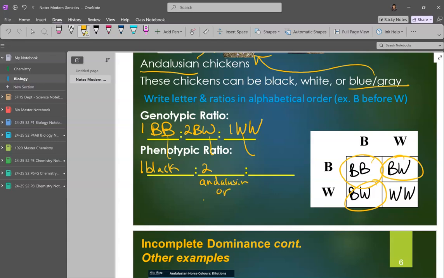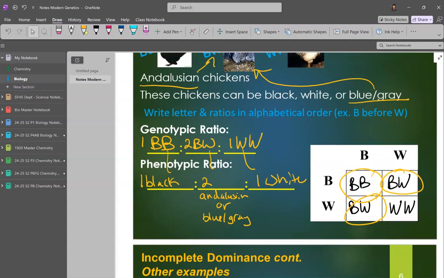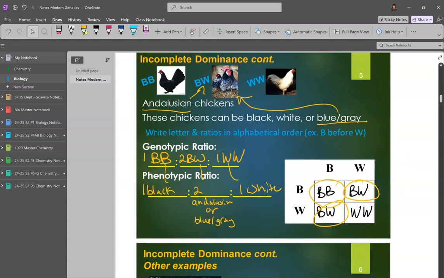Or if you wrote blue/gray, that would be acceptable as well because you're describing that blending of the traits. And then one white. So that's incomplete dominance.